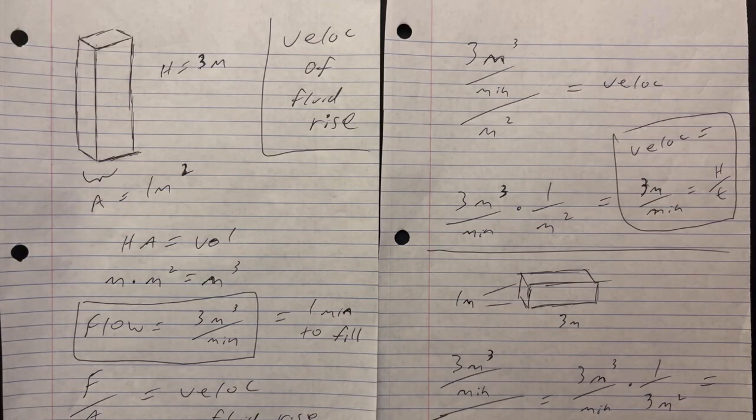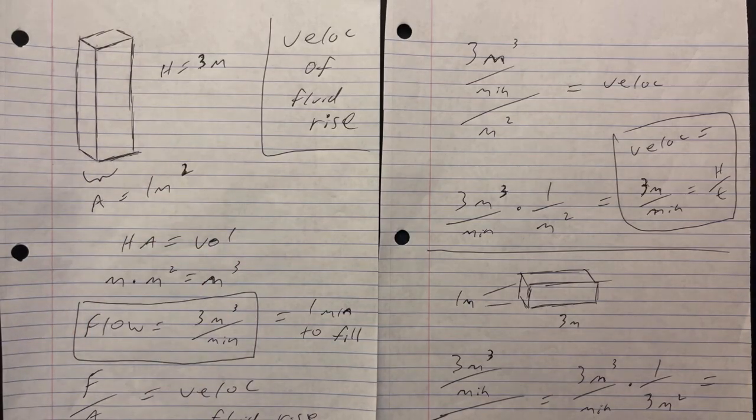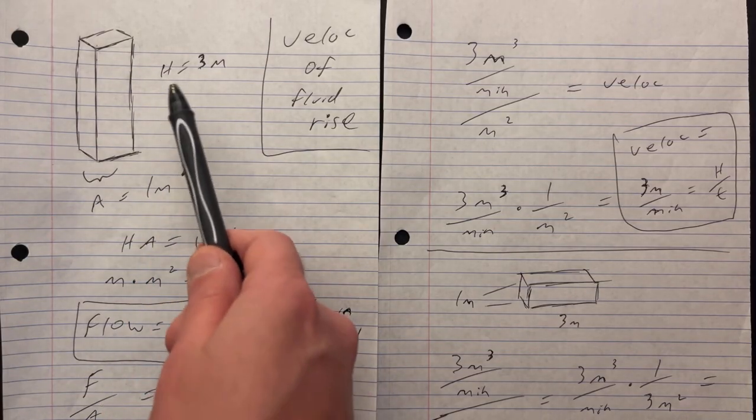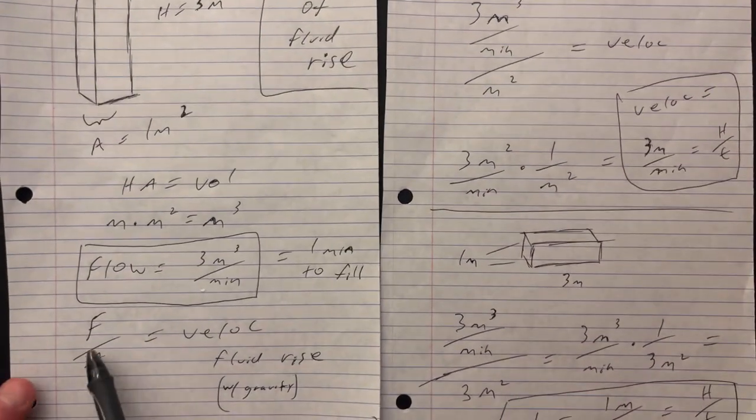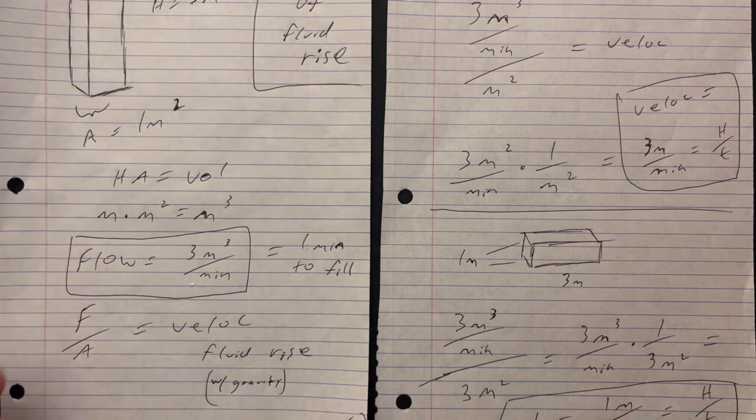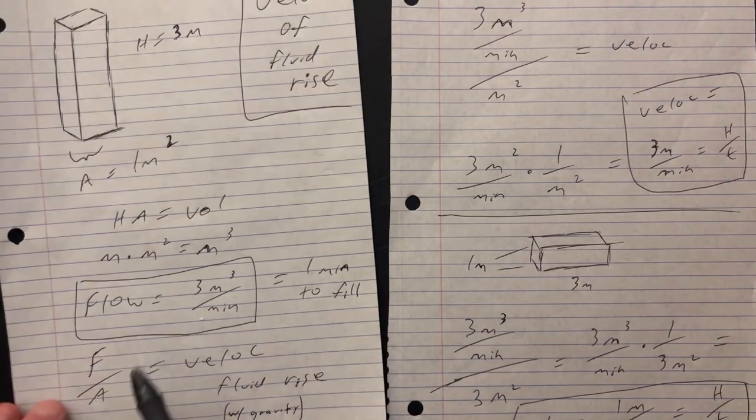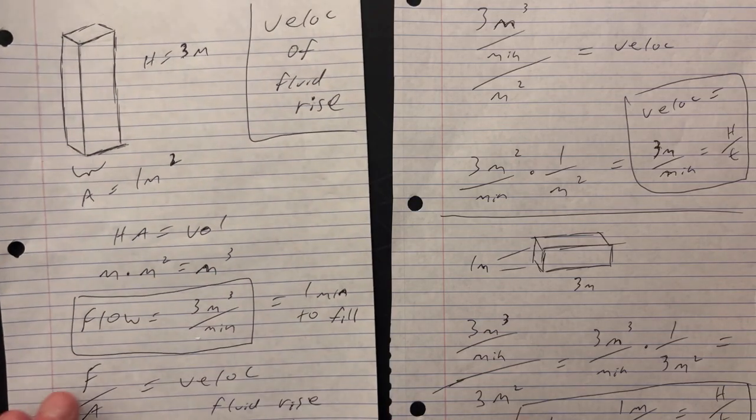The next clue is now we can easily get the velocity that water would rise up that box. The water level has to travel 3 meters and it'll do so in 1 minute. So the velocity is 3 meters per minute. And the formula for this actually is flow divided by area equals the velocity of your fluid rise. And that's assuming you're doing this on a planet with gravity, because if you're up in outer space, that fluid just comes out in a great big blob. So if we have gravity and that water is rising and you want to measure that velocity, it's just the flow rate, such as 3 cubic meters per minute, divided by the area.